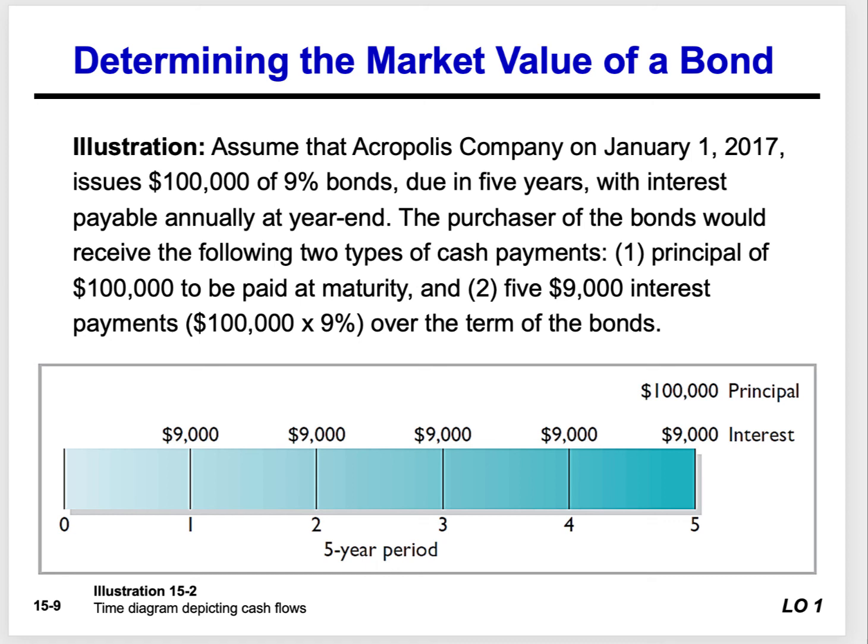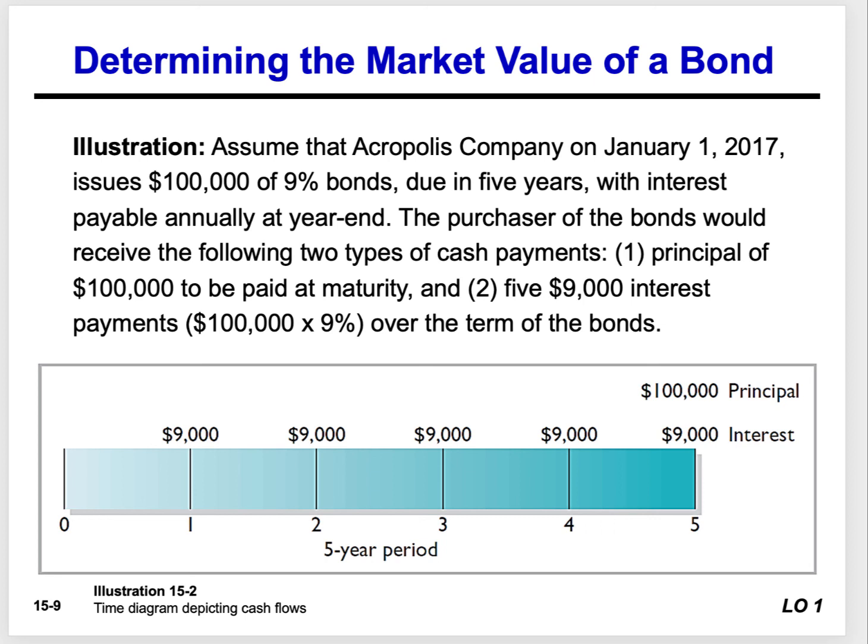You guys are going to get two types of cash payments. First, you're going to get the principal amount at maturity, okay? So let's just say each of you gives me $100,000. At the end of 5 years, I'm giving you $100,000 back, okay?